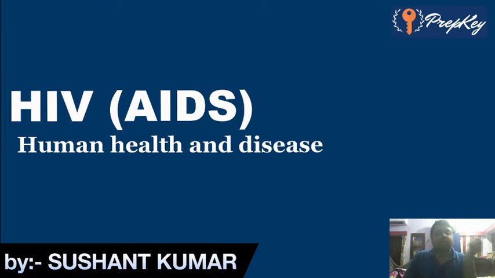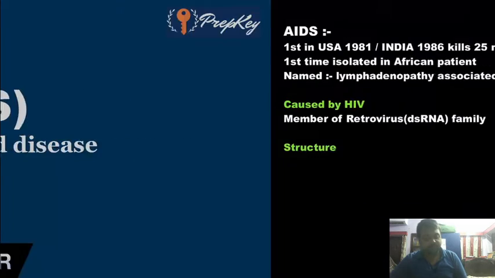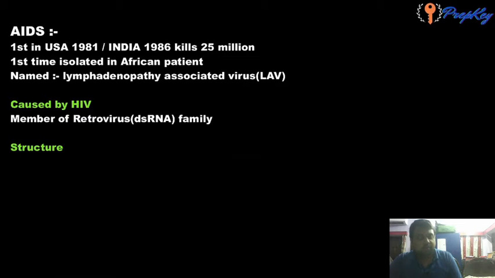Hi everyone. Now we are going to discuss a topic, HIV or AIDS, from the chapter Human Health and Disease. Let's start discussing this topic. Let's see, first let's know what AIDS is. The full form of AIDS is acquired immunodeficiency syndrome.